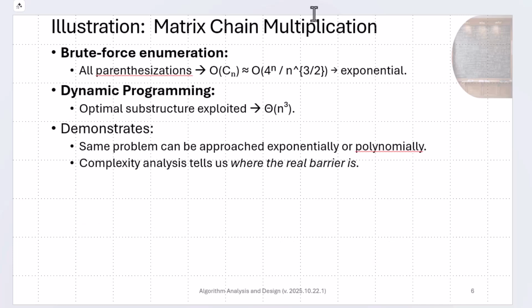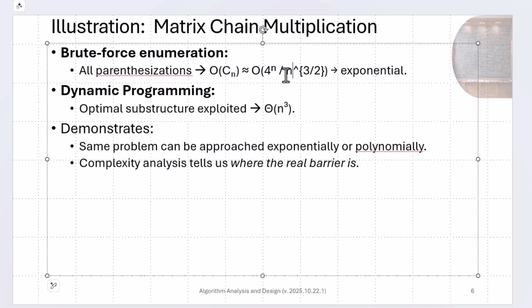All right, so matrix chain multiplication. The brute force enumeration of all parenthesizations that we talked about before is big O of c sub n, that is, 4 to the power n over n to the power 3 over 2. This is exponential. With dynamic programming, we can take advantage of optimal substructure and get big theta of n cubed. So it demonstrates that the same problem can be approached exponentially or polynomially.